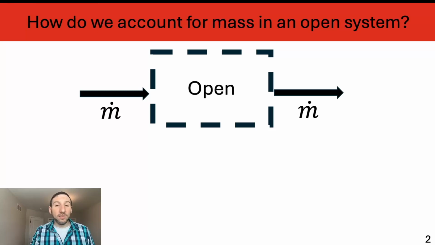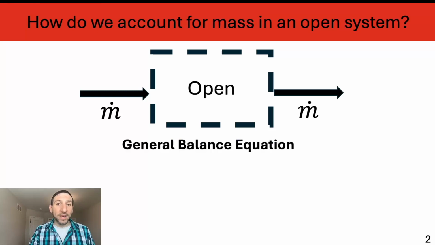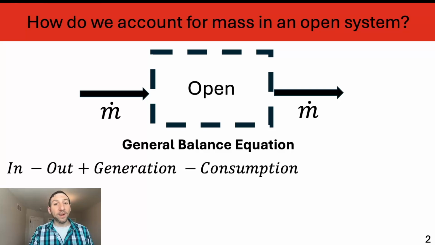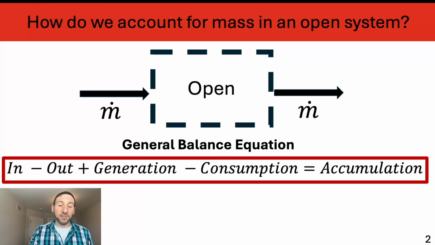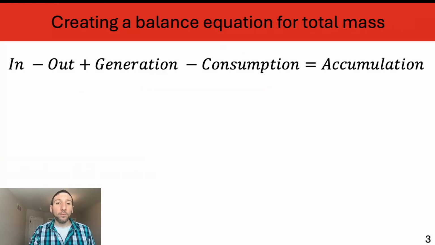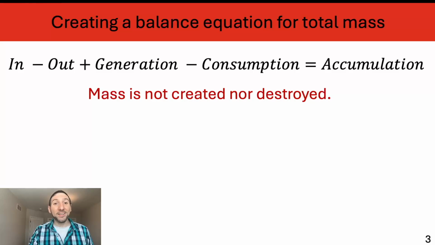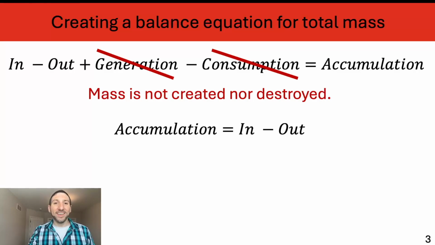And in order to do that, we start off with a general balance equation. And that's in minus out plus generation minus consumption equals accumulation. And when we think about this from the mass perspective, what we know is that mass cannot be created nor destroyed. So that means we can eliminate those generation and consumption terms. And now we can simplify our general balance equation to accumulation equals in minus out.